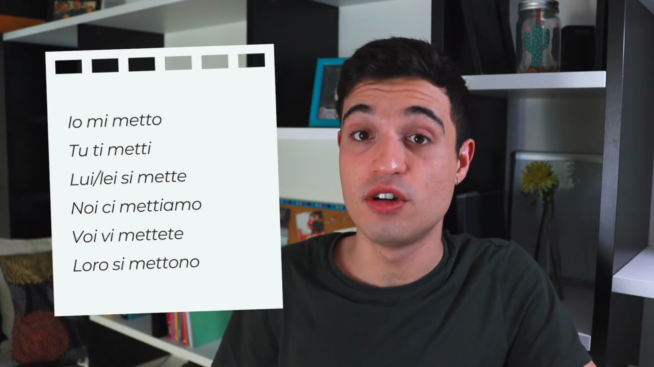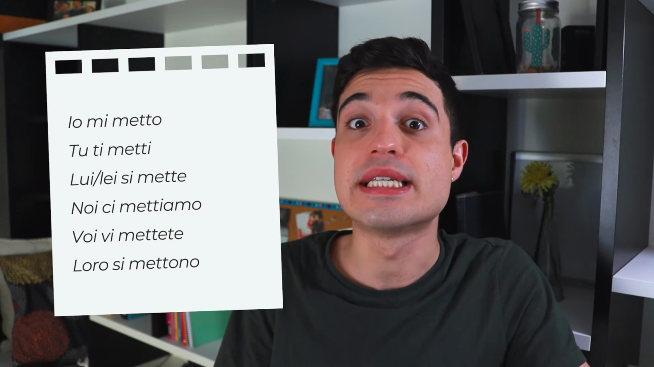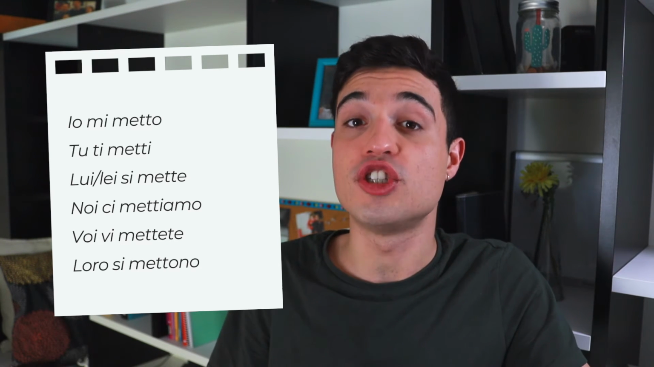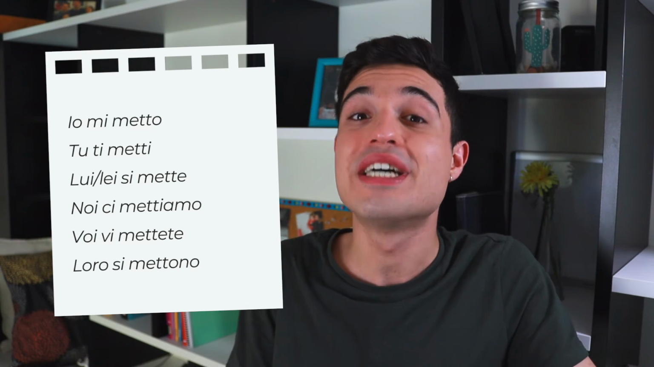Now let's see how to conjugate the verb mettersi. Io mi metto, tu ti metti, lui, lei si mette. Noi ci mettiamo, voi vi mettete, loro si mettono.